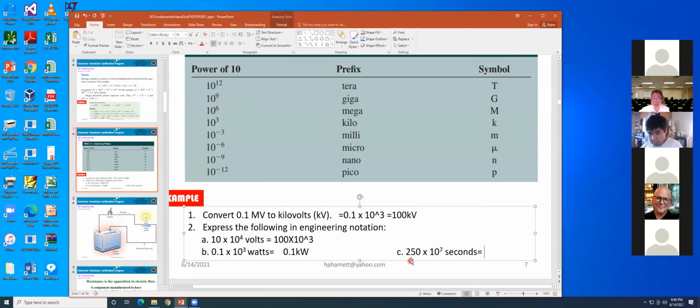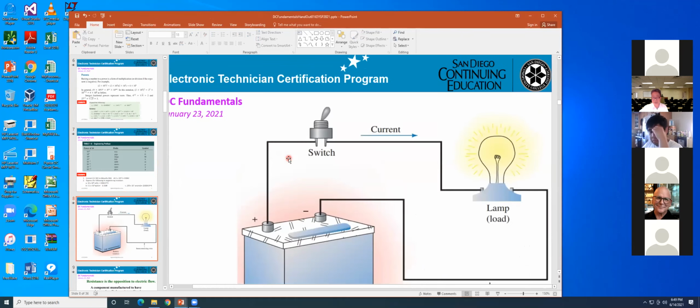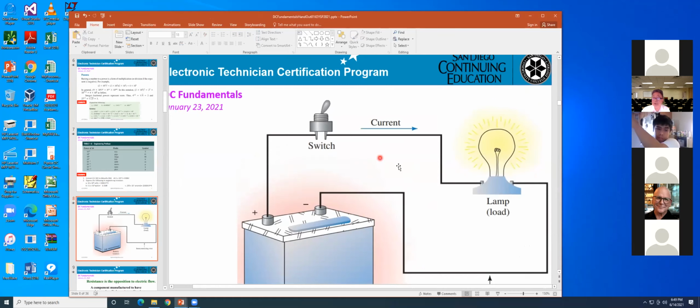That is 2500 times 10 to the power 6. And then the same thing we can write as 2500 mega. Mega seconds, or capital MS. You can say 2500 mega, yeah, megaseconds. Okay, now you can see on this thing here.